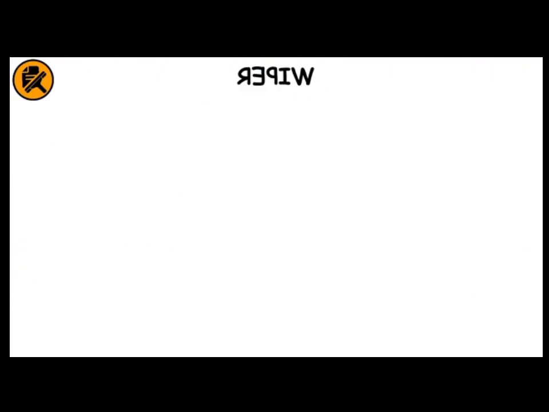Wiper. A wiper is a class of malware intended to erase a computer's memory against the user's will, destroying all useful information in the process.